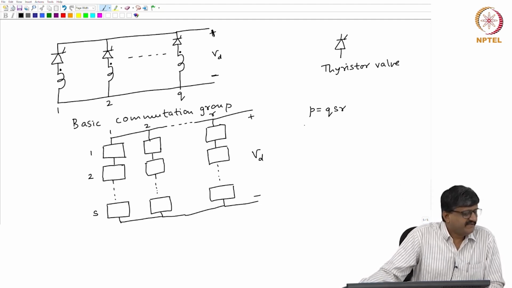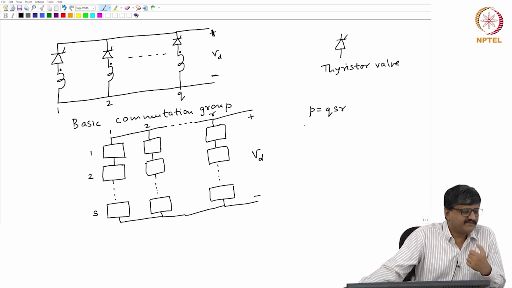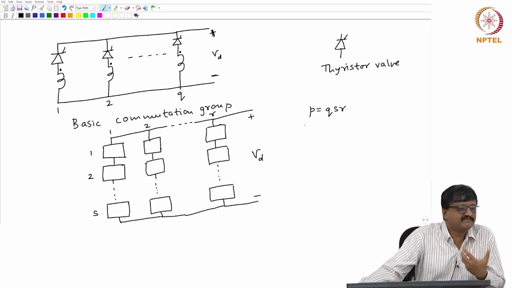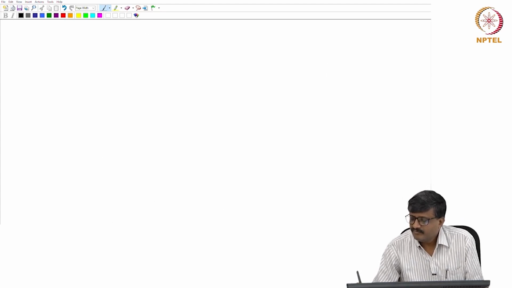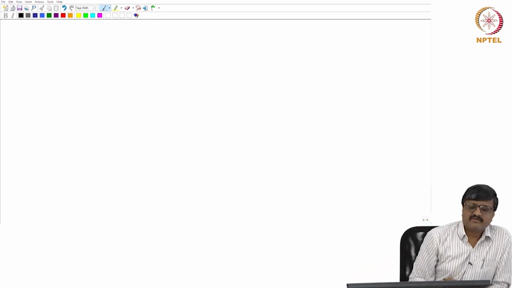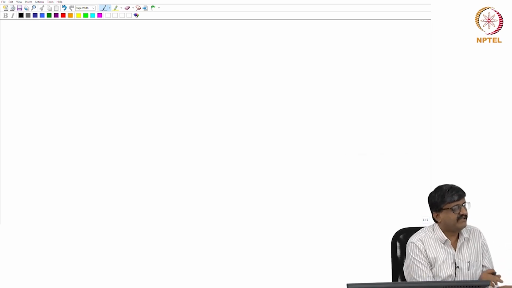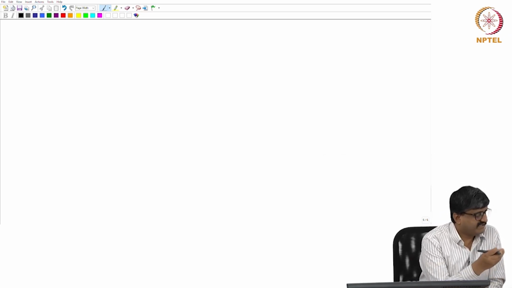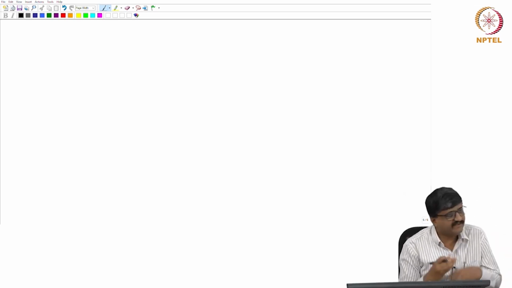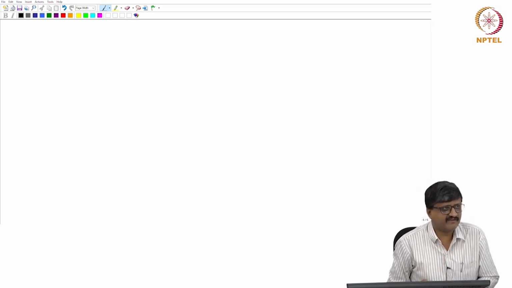For that purpose, we define some figure of merit. This figure of merit will help us in arriving at the values of Q, S, R and P as well. Let me move on to two figures of merit that will be defined now. They should help us in deciding the values of Q, R and S. You can note down that R is the number of parallel paths, and S is the number of basic commutation groups connected in series. That is the notation. S and R are just notations for these quantities.